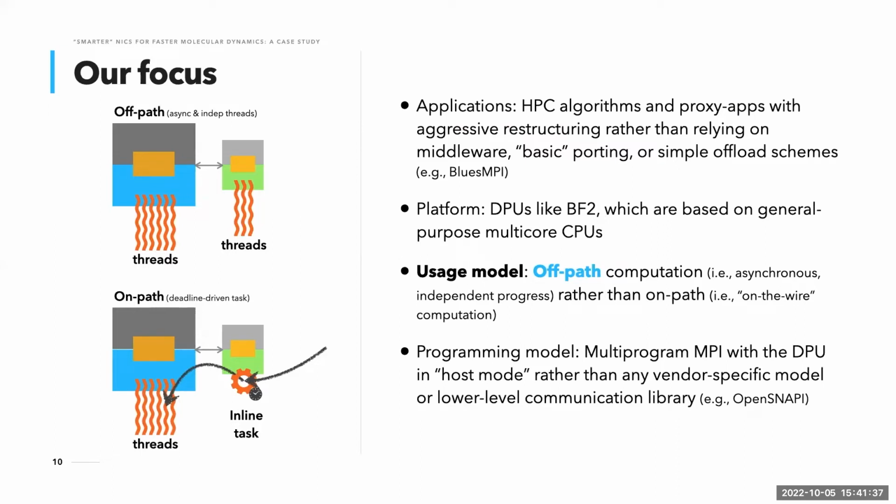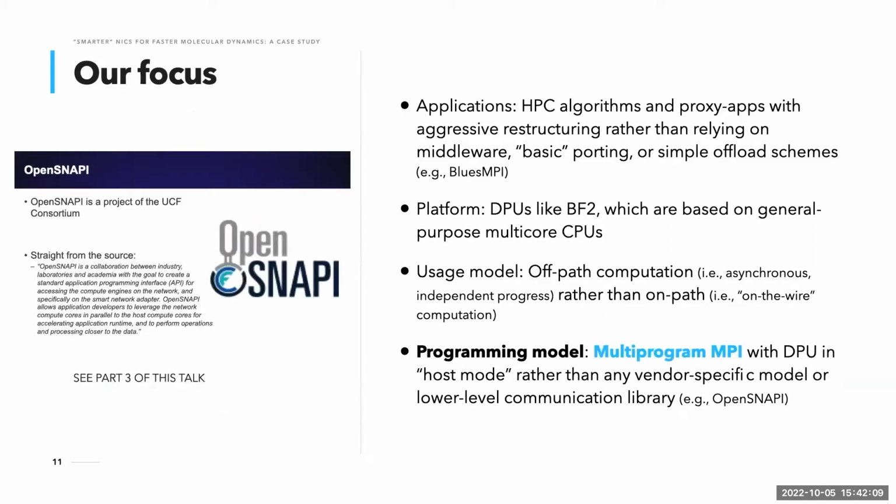By contrast, many prior usage models have assumed on-path or inline processing. In on-path mode, as soon as a packet comes into the system, or just before it leaves the system, the network interface card performs some computation directly on that packet before passing it to the host or sending it out on the wire. Regarding programming, we use readily available open standards like MPI and OpenMP for programming the DPU, instead of lower-level communication libraries such as OpenSNAPI.